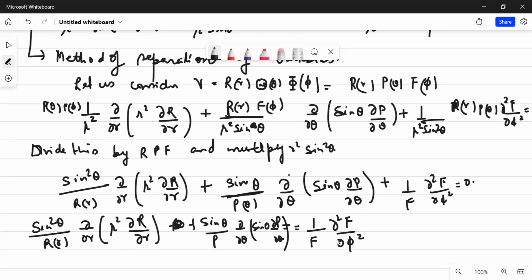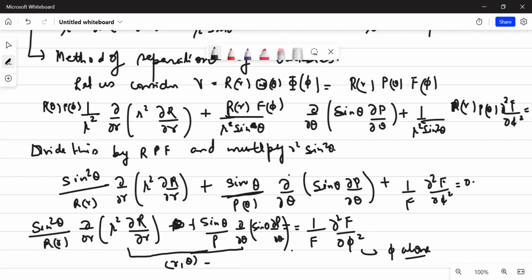Okay. Now you see that this is alone a function of phi, and this is alone a function of r and theta. So you can see that here you have a function of r and theta, like all other things are taken constant here. On the left hand side you have a function of phi alone. Is that clear? Because if I am differentiating with respect to phi, I am taking r and theta as constant. So I have only a function of phi here, and you have a function of r and theta alone.